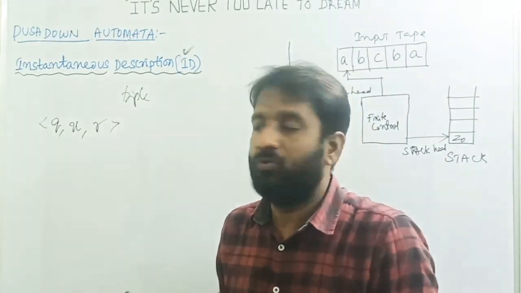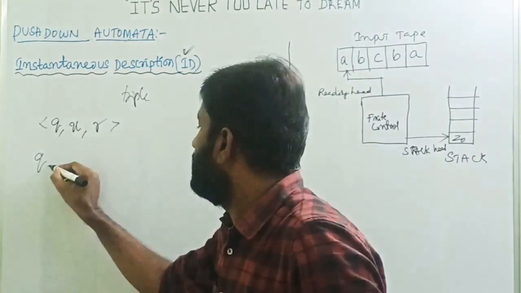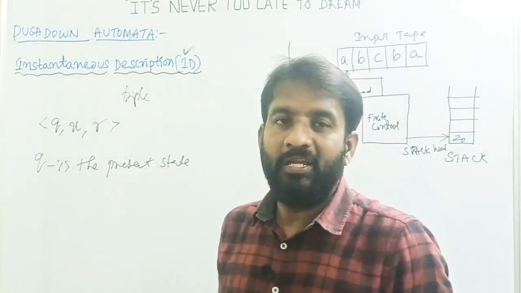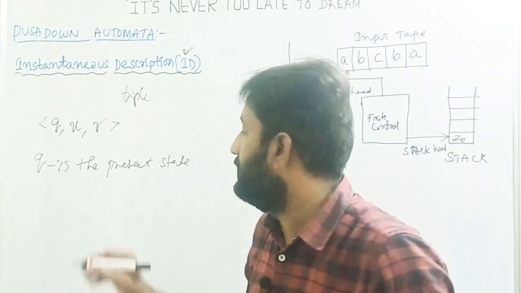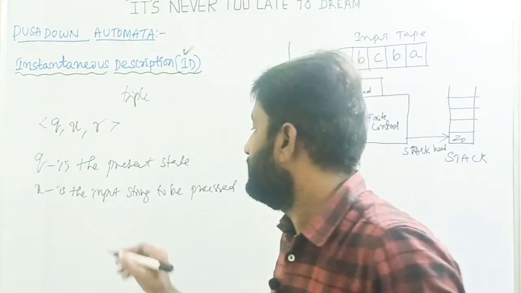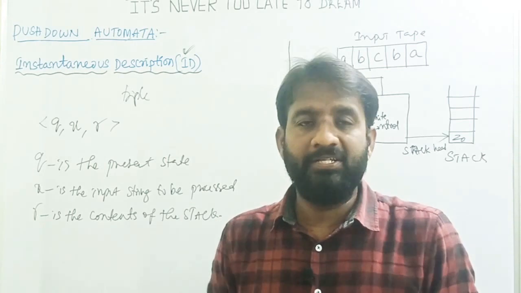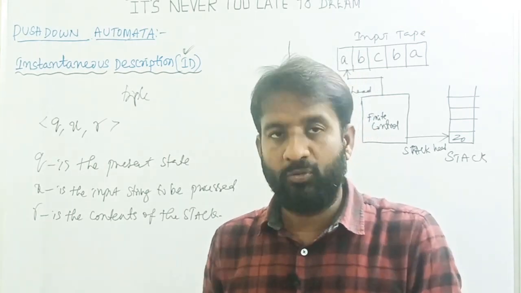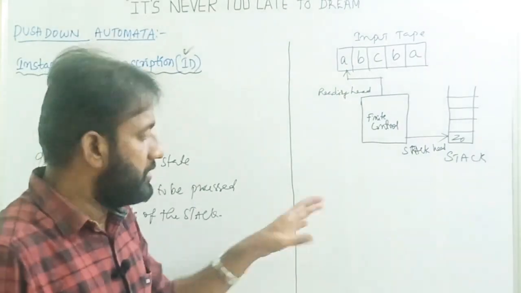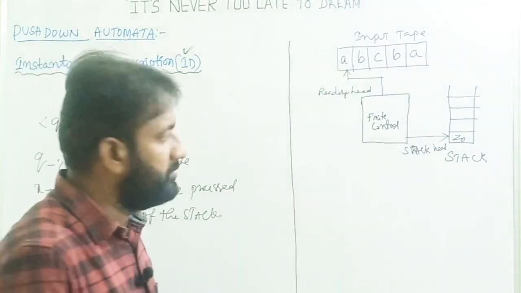So what is q? q is the present state, x is the input string to be processed, and gamma is the contents of the stack. So let's analyze the configuration of the pushdown automata by taking some example. This is the example, so right now I can analyze the configuration of the pushdown automata.